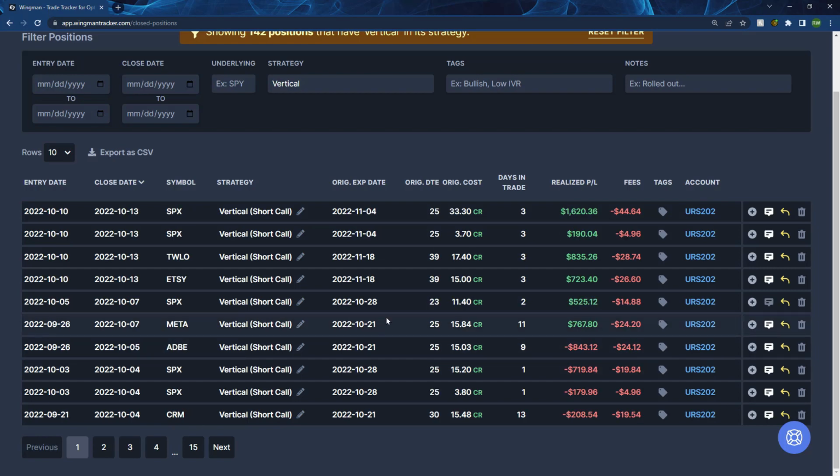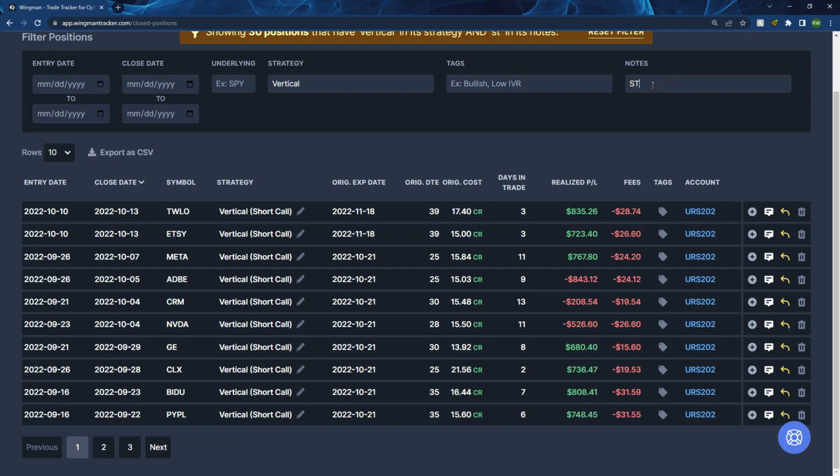So what I want to do, I trade a lot of S&P options and I trade a lot of stock options. Since we're talking more about stocks tonight, I want to filter this down to only stock trades. So under notes, I'm just going to type in stock. Okay, so that's going to take this down to solely stock trades. So you can see over the past couple of weeks, I've had a couple more winners on stocks like Twilio, Etsy, Meta, had some losers on Adobe, Salesforce, Nvidia, some winners on GE, Clorox, Baidu, PayPal.